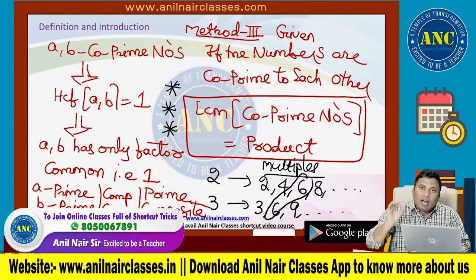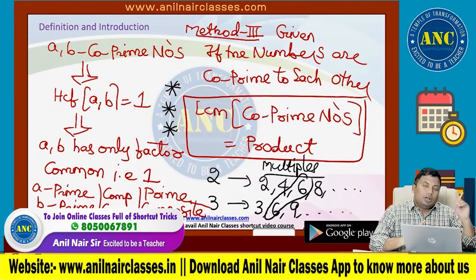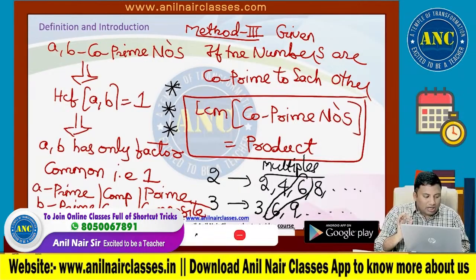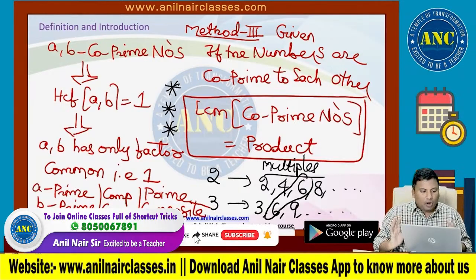Method 1, the largest number is a multiple of every other number. Method 2, the largest number is not a multiple of every other number, but none of the numbers are multiples of a given number. Then you will get method number 3. If the numbers are co-prime to each other, LCM is nothing but their product.